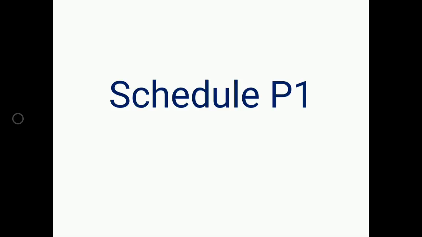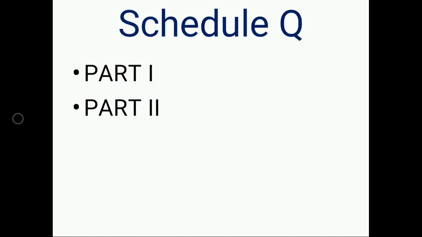Okay, so far we have discussed schedule K, L, M, the subparts of it, M1, M2, M3, then schedule N, then schedule O and P, P1 and P, right? So next part is schedule Q. That is further of two parts, part 1 and 2. The part 1 of schedule Q deals with a list.